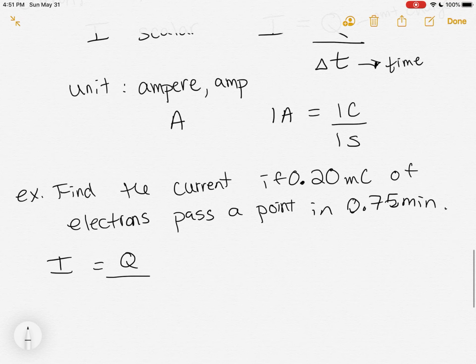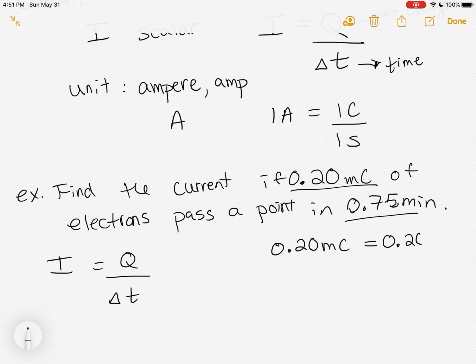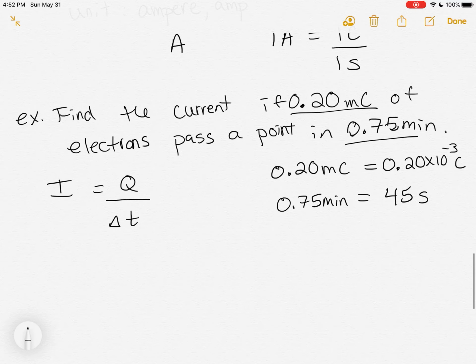All right, so for this, we're going to do current is our charge divided by our time, but neither of them are in the unit that we need them to be in. Charge has to be in coulombs, time has to be in seconds. So our 0.20 millicoulombs is actually 0.2 times 10 to the negative 3 coulombs. And our 0.75 minutes, I want to convert into seconds, is actually 45 seconds.